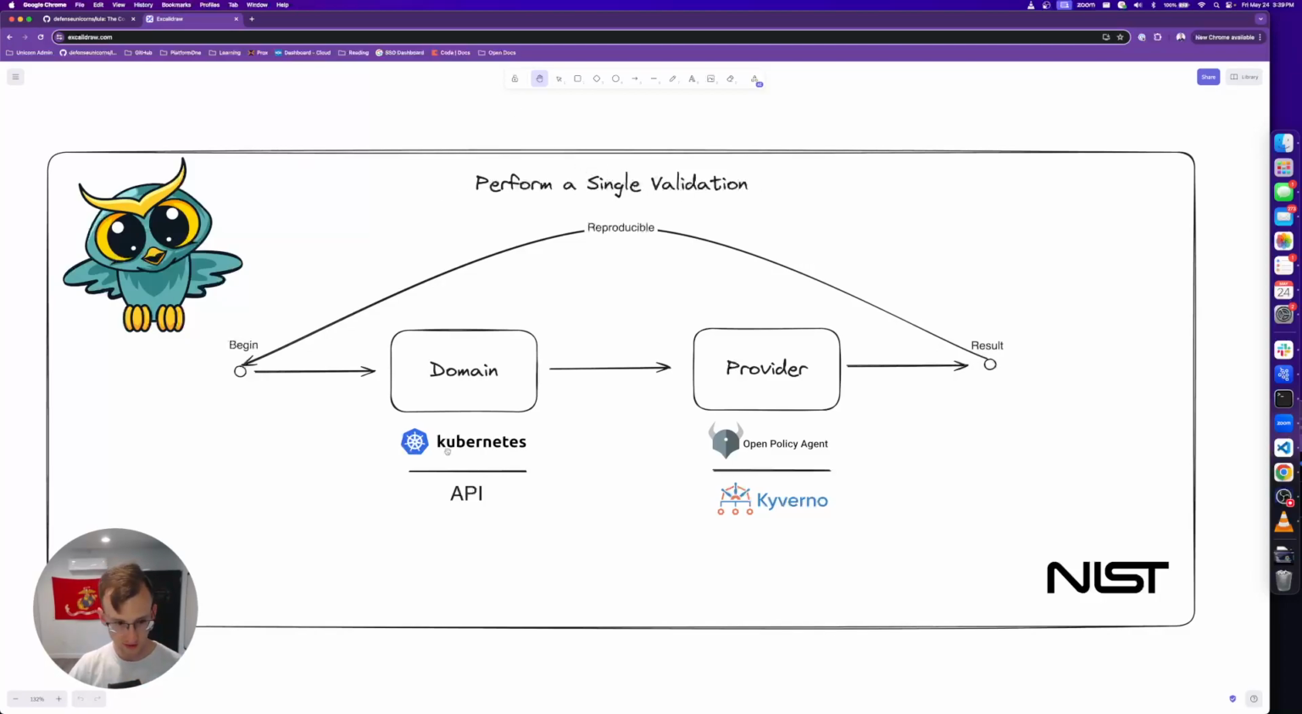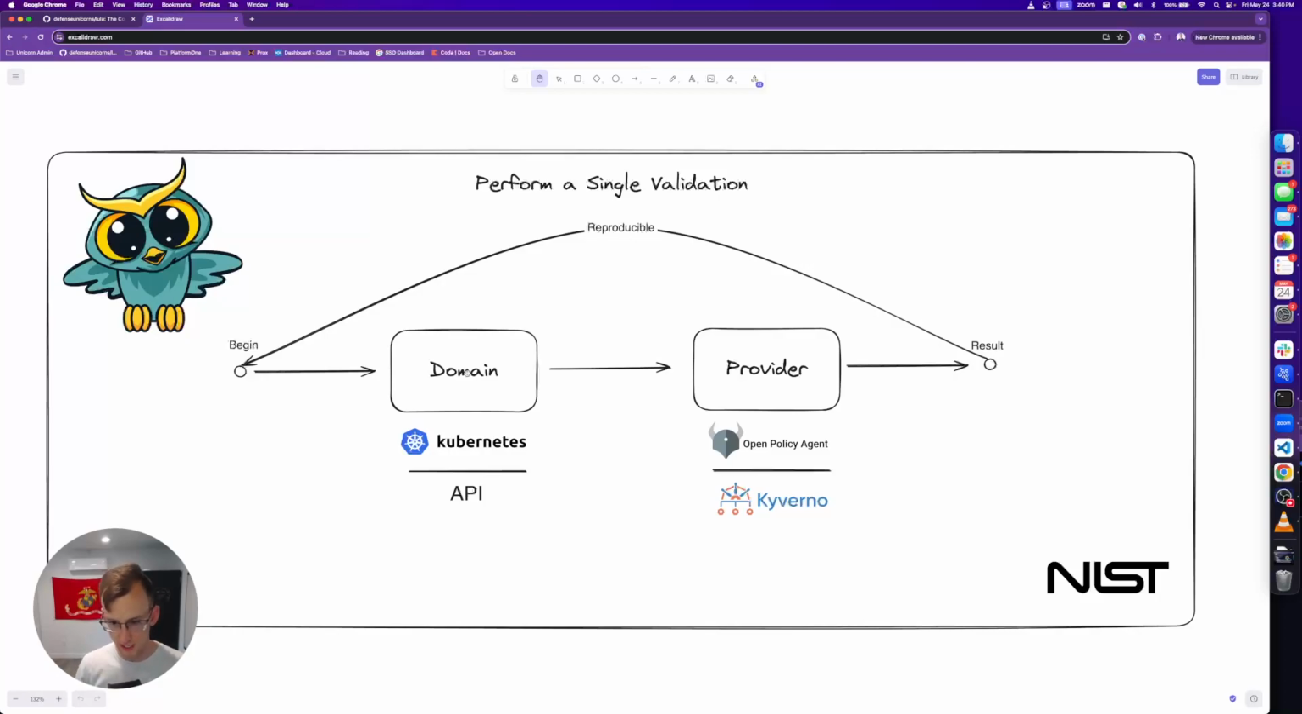To perform a single validation, you essentially define what it is you want to begin to validate. Where does that data exist? And this is where the domain enters the equation. A domain in Lula is essentially a data resource collection process. Right now we support Kubernetes and APIs generically, and it provides some wrappers around how to do that. There's intent to extend these to support other data collection processes.